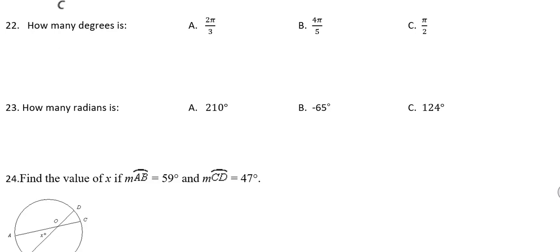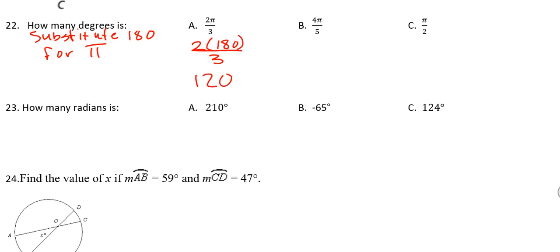Okay, so when we do these problems, what I told my students is just change the pi to 180. So you're going to substitute 180 for pi. What we're going to do here is 2 times 180 divided by 3. And when we do that, we get 120 degrees.